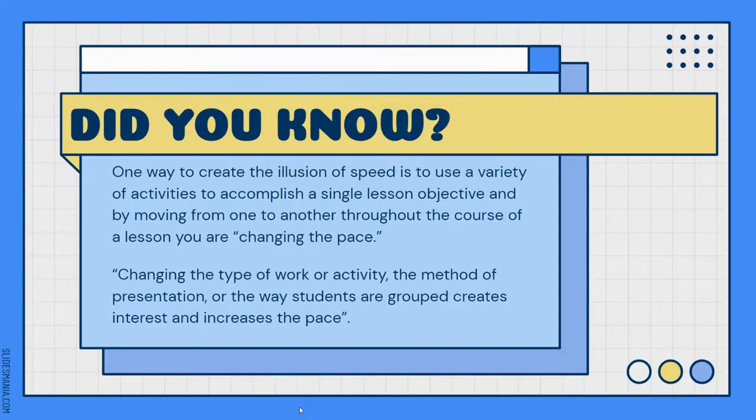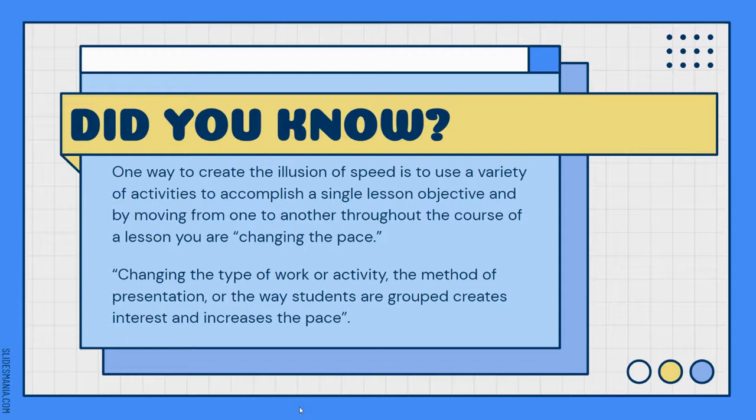One way to really create that illusion of speed is to create a variety of different activities to accomplish your lesson objectives, right? By moving from one activity to the next, by changing things up, your students aren't doing the same thing. They're not just listening to a straight lecture, they're not just taking notes. It's not just one thing going on, but there is a variety that allows you to change the pace of your lesson.